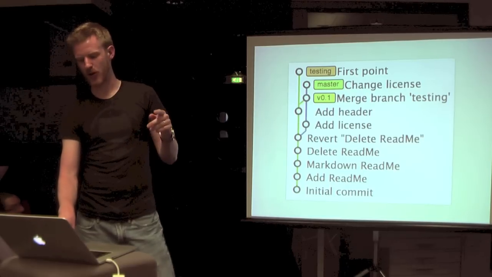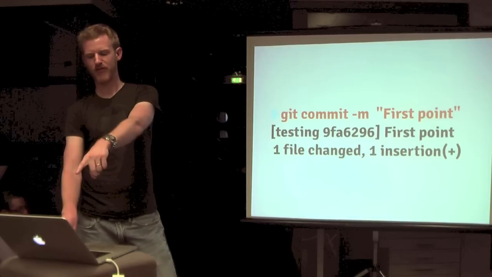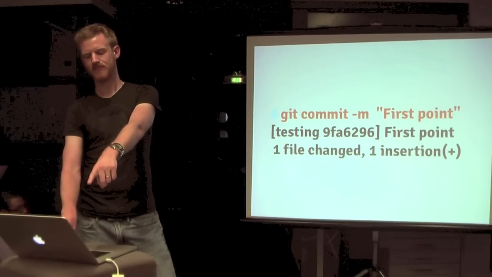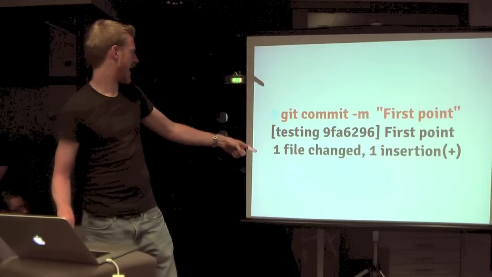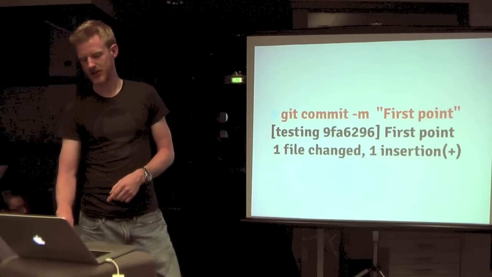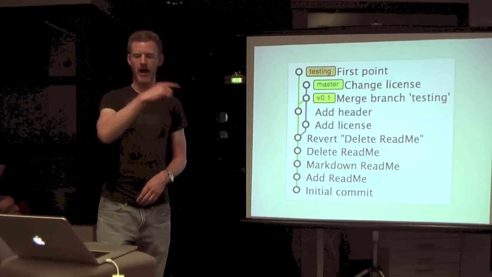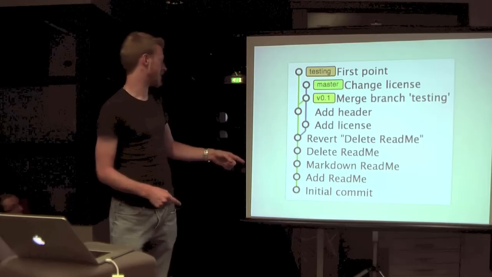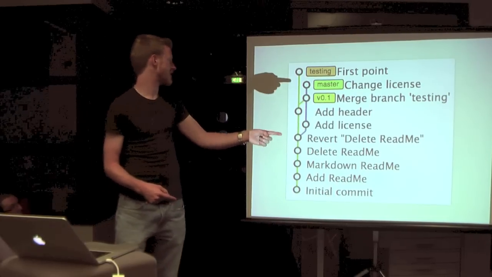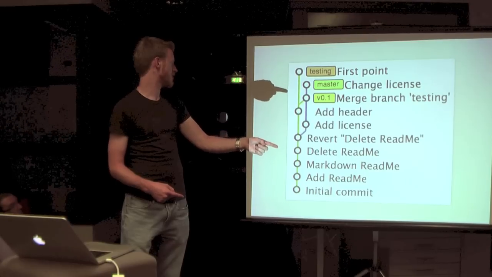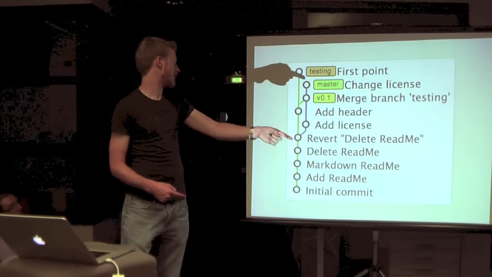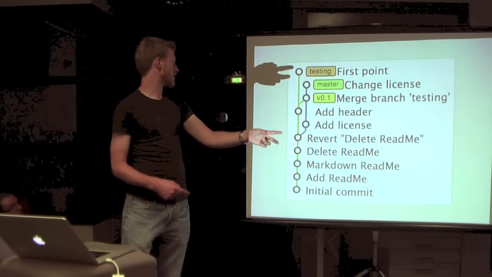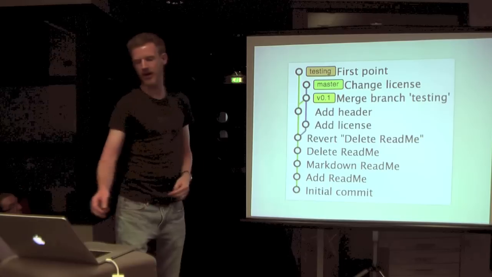So I have this commit called first point that I just made here, which has the hash 9f, blah, blah, blah. If I committed that on what we had previously on the testing branch, then the history would look something like this. And you can see testing and master have diverged at this point. They were in common here, and then they're not anymore. So these now have separate things on them.